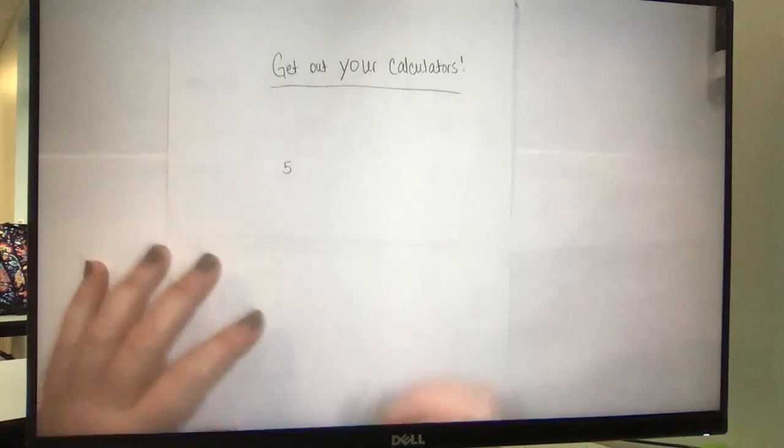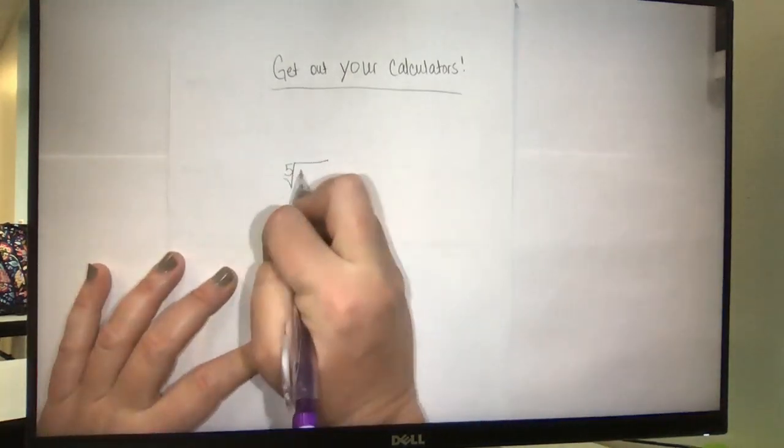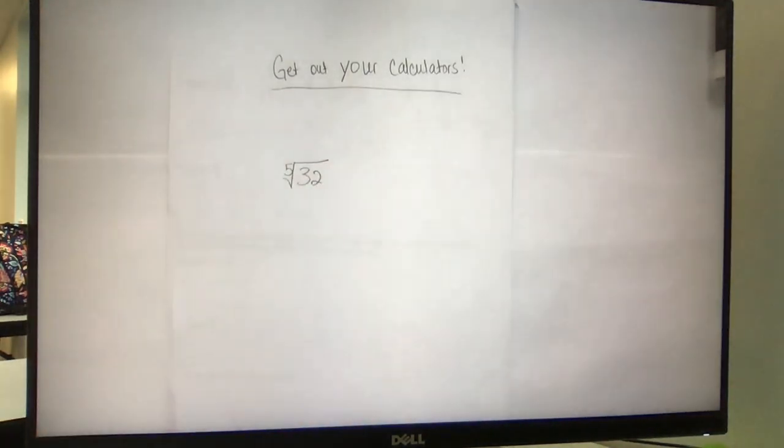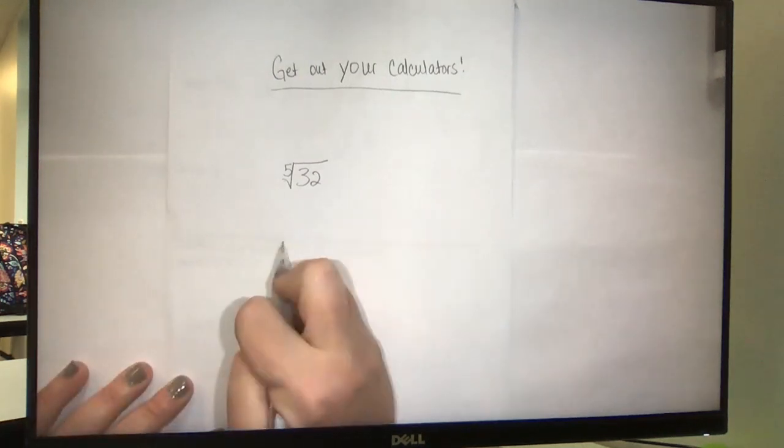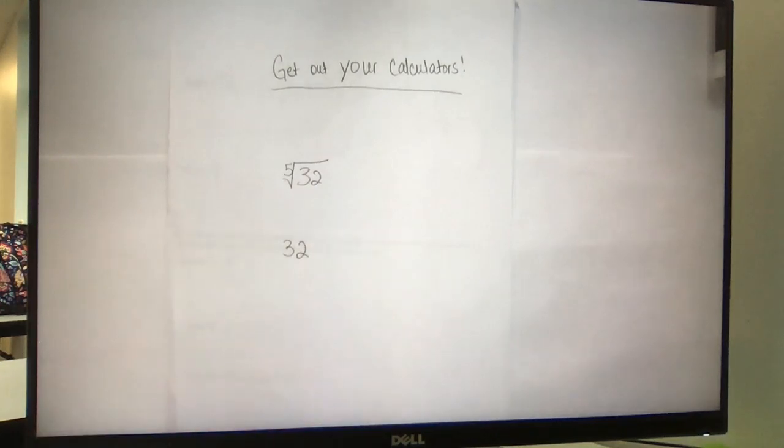So let's say that we want to take the fifth root of 32. If you're not sure what it is, the answer is going to actually be 2. So if you're able to get 2 on your calculator, fantastic. Here's what you're going to do to get it. You're going to put in the radicand first, so you're going to put in 32 first.